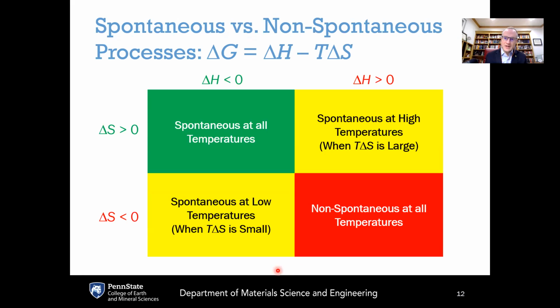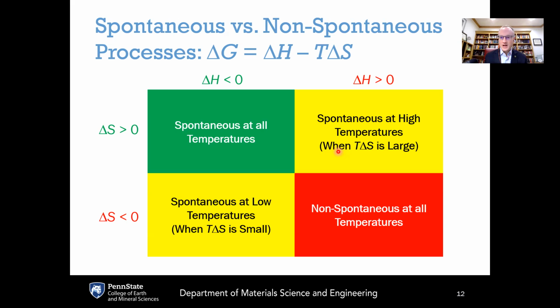Now, the more interesting cases are shown here with the yellow backgrounds. This is where we've got some competition between enthalpy and entropy. So enthalpy wants one thing and entropy wants something else. So if we start here in the upper right quadrant, this is a process where the enthalpy increases. The delta H is greater than 0, and the entropy also increases. The delta S is greater than 0. So here, entropically, this process is favored.